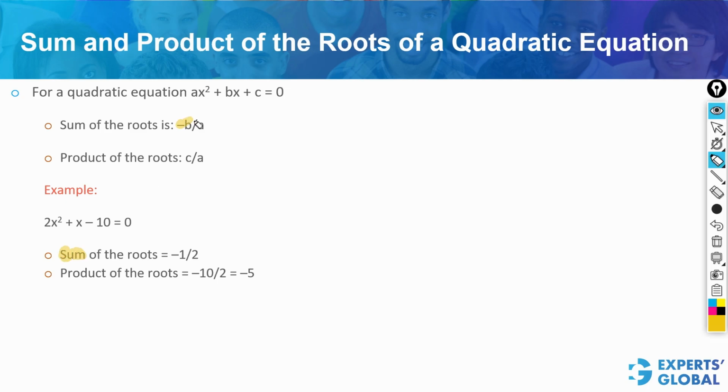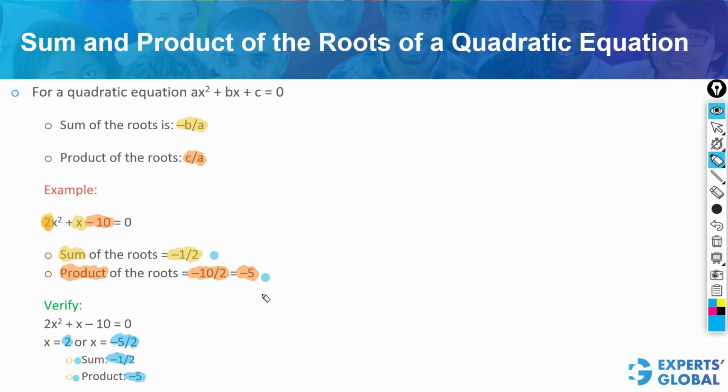Sum is minus b by a, that means minus 1 by 2, whereas product of the roots is c by a, therefore minus 10 by 2, which is minus 5. Let's quickly verify these values. On solving this quadratic equation, we get the roots as 2 and minus 5 by 2. You will find that the sum and product of these values do match with what we got here.